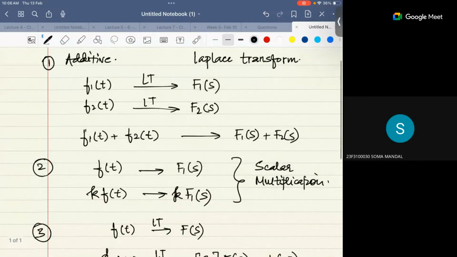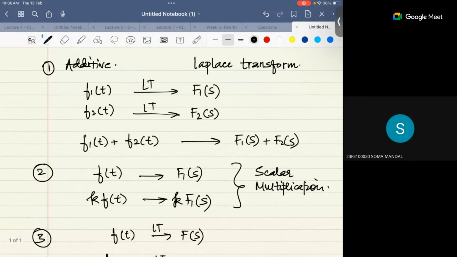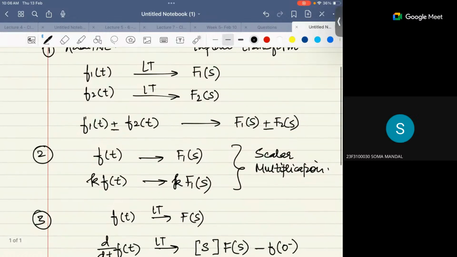So it's just a simple addition. If you have the Laplace transform for two signals, and you have been asked for the summation, you can directly do the summation of the Laplace transforms. This can be plus or minus also. And if you are multiplying f(t) by a scalar, and you have the Laplace transform, then you can directly multiply by the scalar.